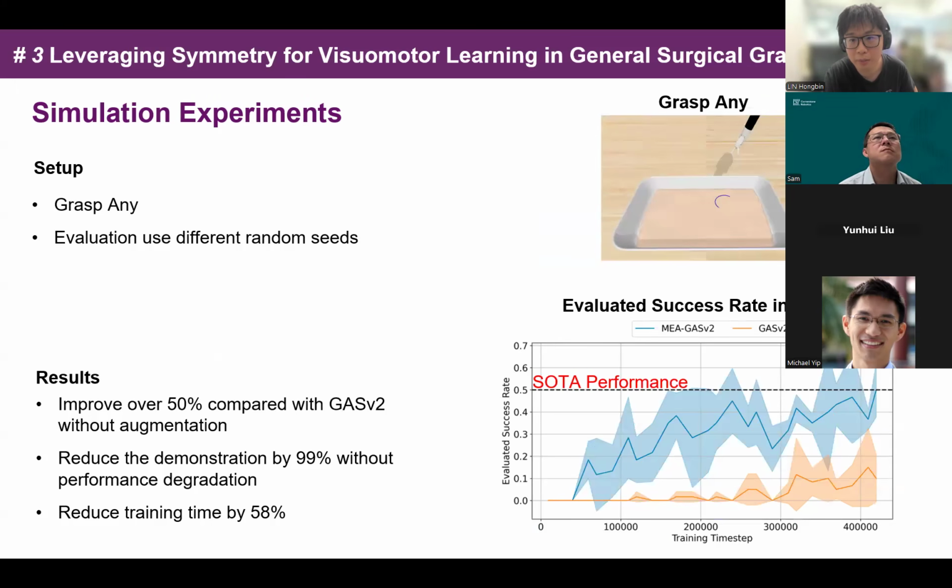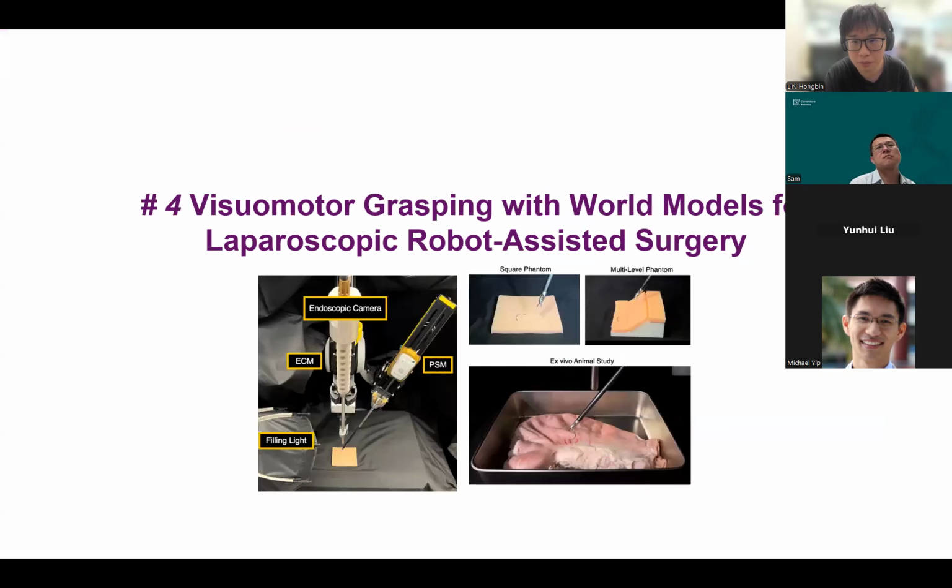We also evaluate our method in our surgical grasping task. We show a 50% improvement in performance compared to without the augmentation method. In addition, we show a significant reduction in demonstration data by 99% and training time by 55%. Now we introduce the application in laparoscopic robot-assisted surgery.